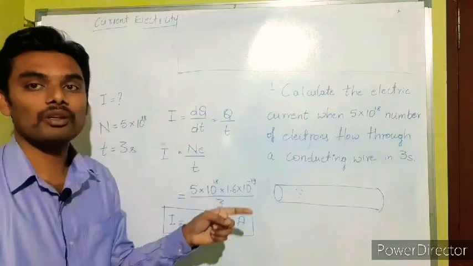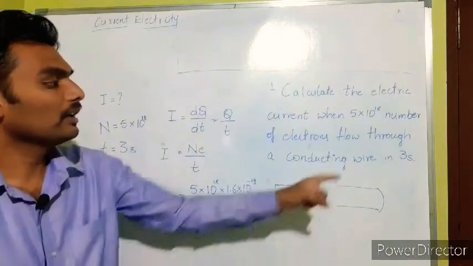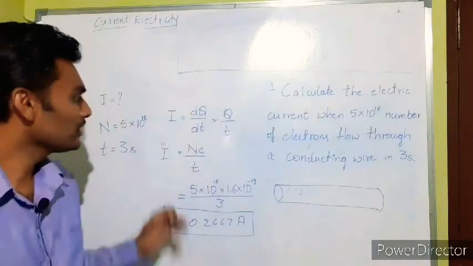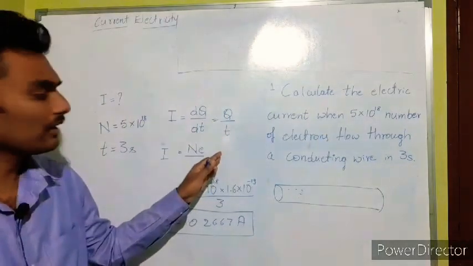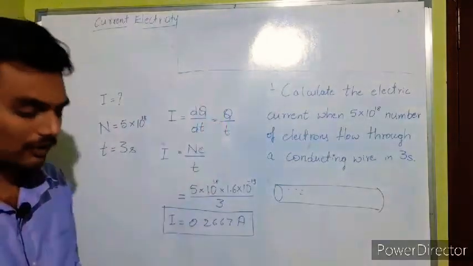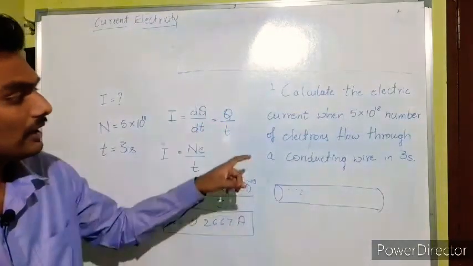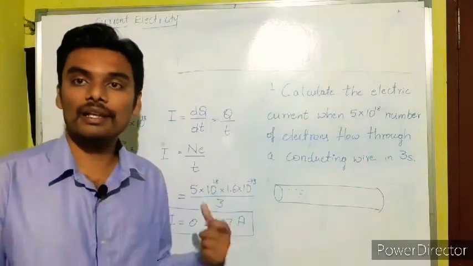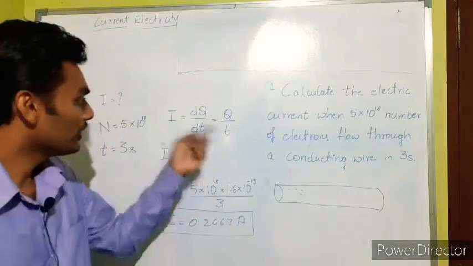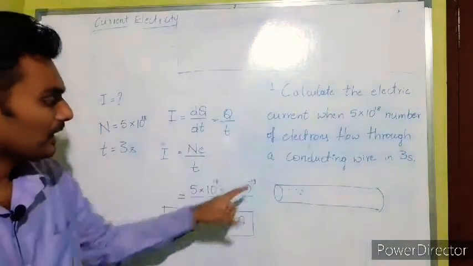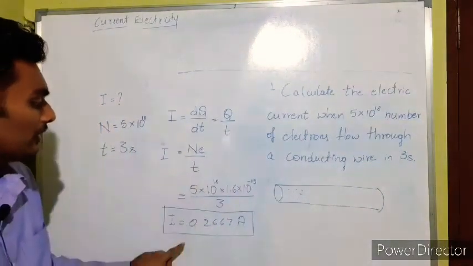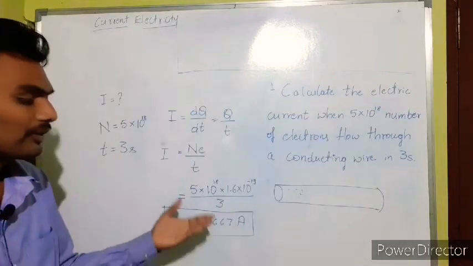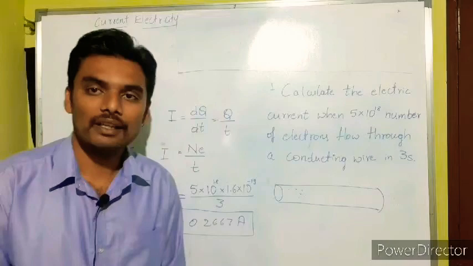So this is the current which flows through the conductor when you have 5 into 10 to the power of 18 electrons flowing through the conductor in 3 seconds. Clear with this? The simple expression is I is equal to q by t, average current. We don't know what q is, q is not directly given, but they have given the n value, the number of electrons flowing, and we know that q is equal to ne. So with q equal to ne and t equal to 3 from the given data, we get the current I is equal to 0.2667 ampere. Okay, easy.